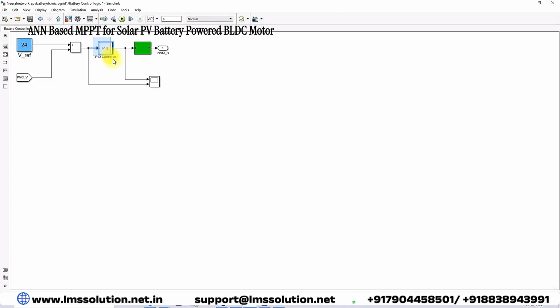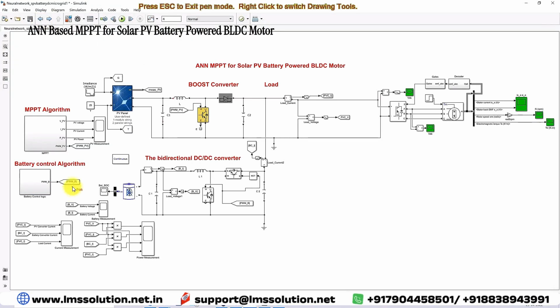So next you have to use a voltage controller like a PI controller. The error between the reference and the actual voltage is processed via the PI controller, and then it will generate the duty cycle. From the duty cycle, we process via the PWM generator, and it will generate the pulses for the bidirectional converter. This one will control these two IGBTs in the bidirectional converter in order to maintain the voltage across this DC bus always equal to 24 volt.